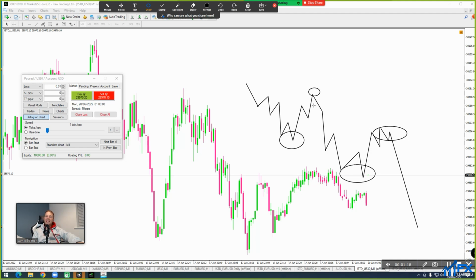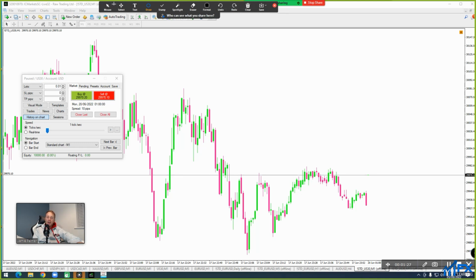But we need to identify which is the area that we want to be buying and selling from, because what we want to be doing is buying and selling from the higher time frame support and resistance, then going down to the lower time frames and looking for entry points.